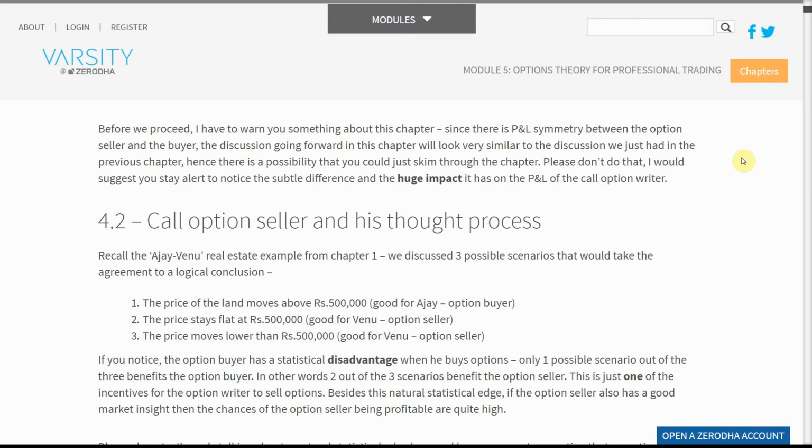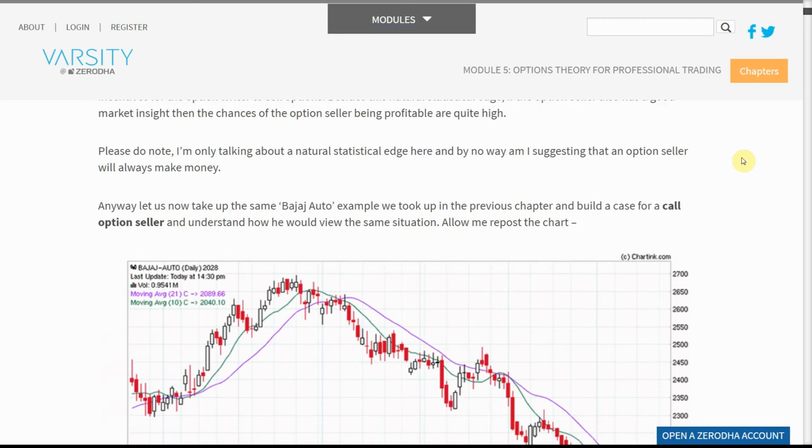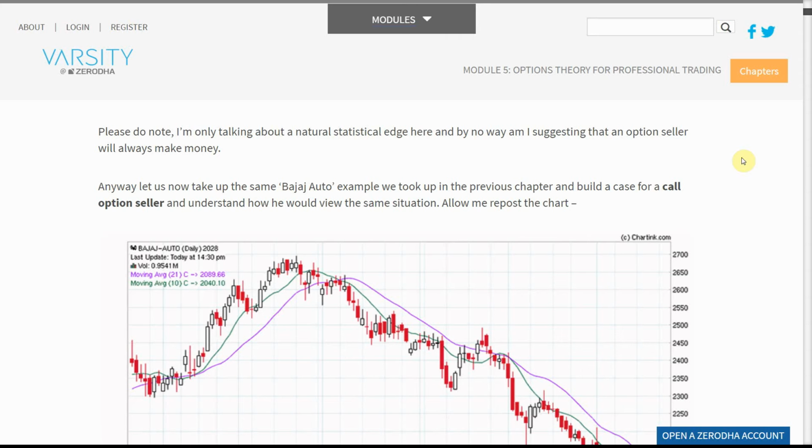If you notice, the option buyer has a statistical disadvantage when he buys options. Only one possible scenario out of the 3 benefits the option buyer. In other words, 2 out of the 3 scenarios benefit the option seller. This is just one of the incentives for the option writer to sell options. Besides this natural statistical edge, if the option seller also has a good market insight, then the chances of the option seller being profitable are quite high. Please do note, I'm only talking about a natural statistical edge here, and by no way am I suggesting that an option seller will always make money.